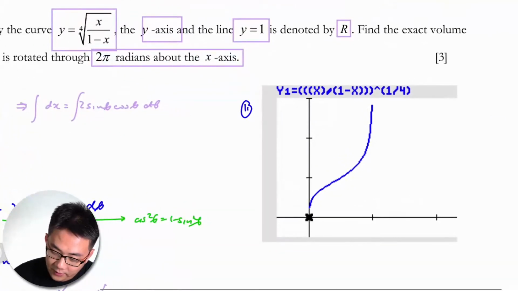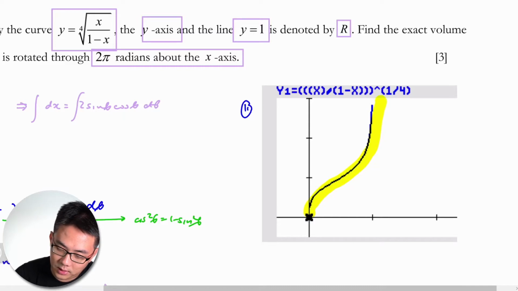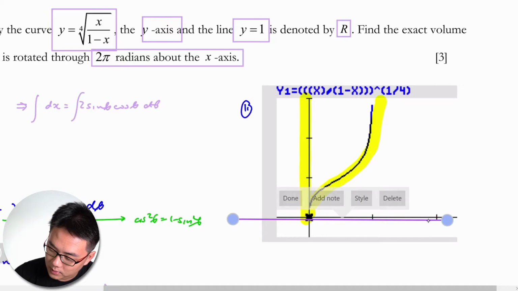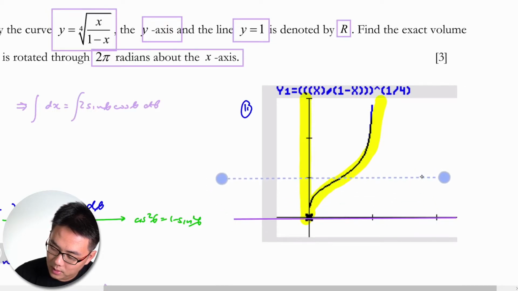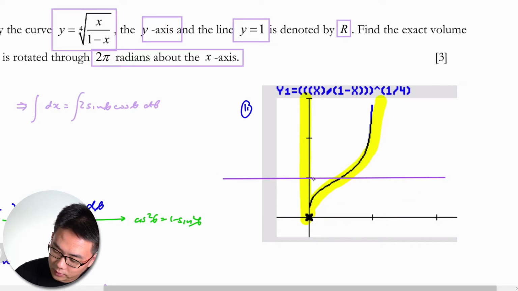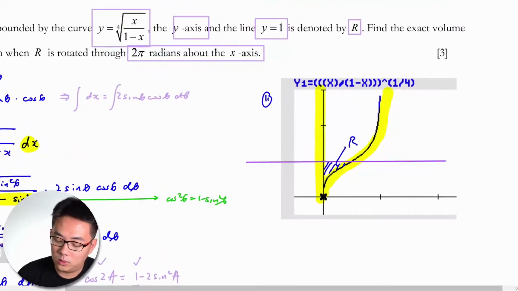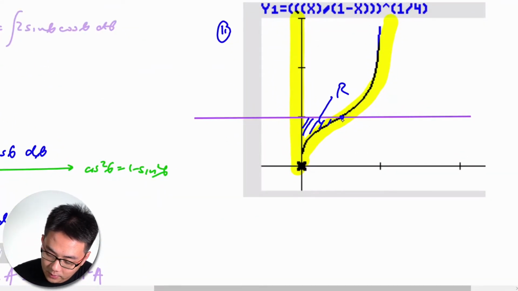So this graph here, you want this graph here. This is actually the graph, and then the y-axis, which is this one here, and the line y equals 1, so it's about here. Okay, so this is y equals 1. It doesn't take much long for you to know that it's this area here. This is R, and it is revolved about the x-axis. Oh, cool. So you are revolving about this x-axis here. I hope you could visualize how this thing looks like.